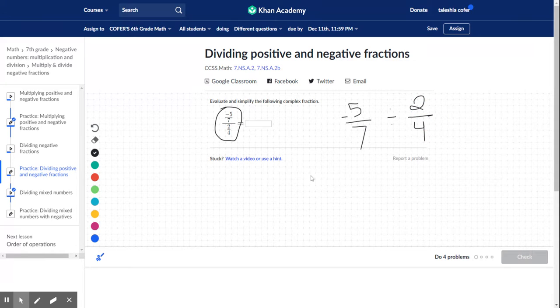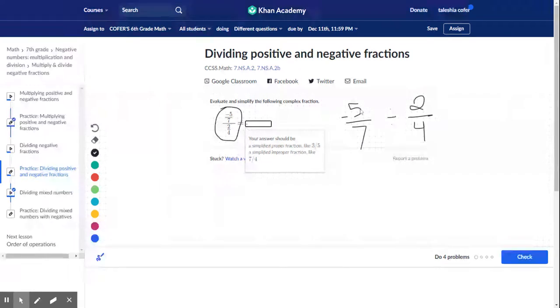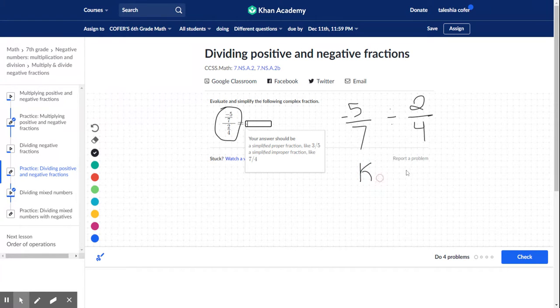I already know that my answer is going to be negative because they're different signs. My 5/7 is negative and my 2/4 is positive. I am going to multiply straight across after I keep, change, flip. So, since we're dividing, we have to keep, change, flip. Keep it as -5/7. Change it to multiplication, flip it, and instead of 2/4, I now have 4/2.